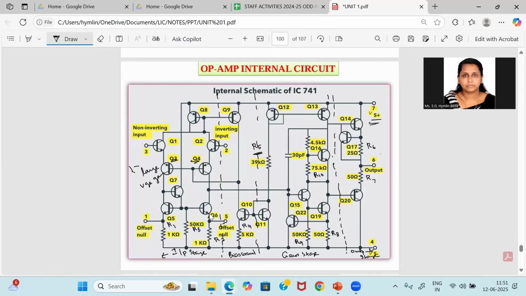The lateral PNP transistors Q3 and Q4 provide additional protection against voltage breakdown conditions. If you are using NPN transistors, we can have up to 7 volt, and if you are using PNP transistors, then we can have up to 50 volt protection against voltage breakdown conditions.